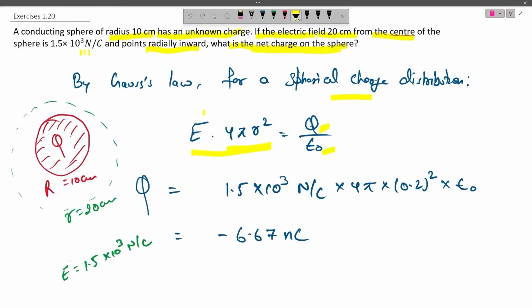Now we can find the expression for Q enclosed as E times 4 pi r square multiplied by epsilon naught. Here E would be equal to 1.5 times 10 to the power 3 Newton per coulomb, and this is the surface area of the sphere of radius 20 cm, and this is epsilon naught. Now we know that the electric field is pointed towards the sphere, so there is a negative charge inside the sphere. Thus the charge would be minus 6.67 nanocoulomb.